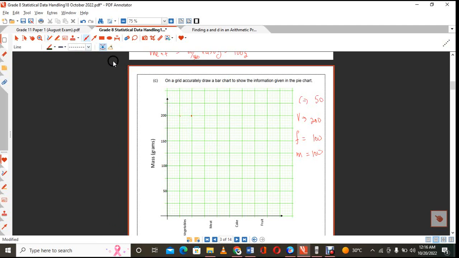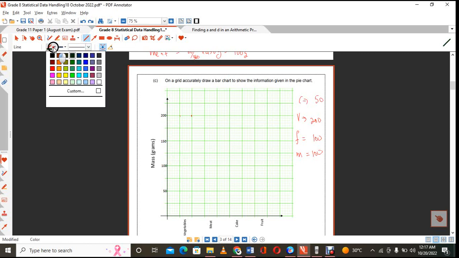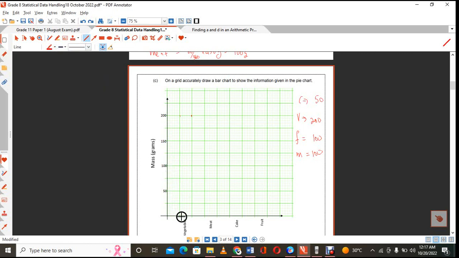So you take your ruler, draw your line. Of course, let's not have a dotted line. Make it a bit like so. Maybe make it red. Right? So that will be represented by the veggies.